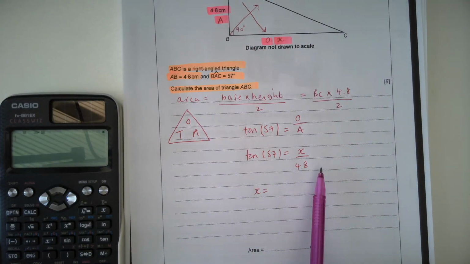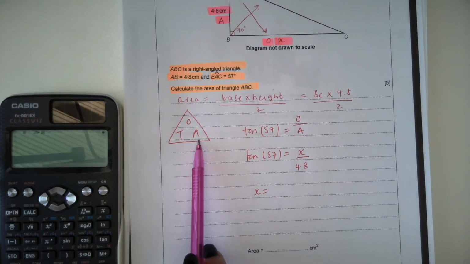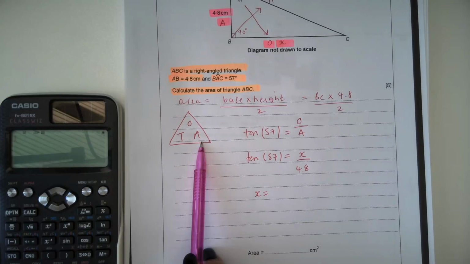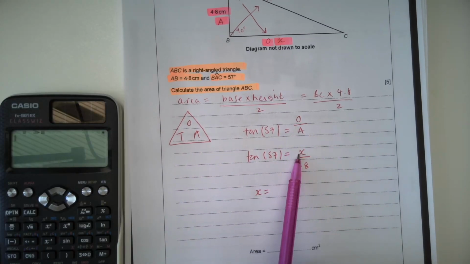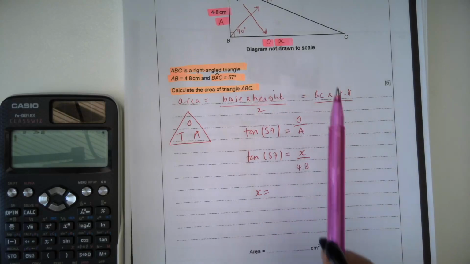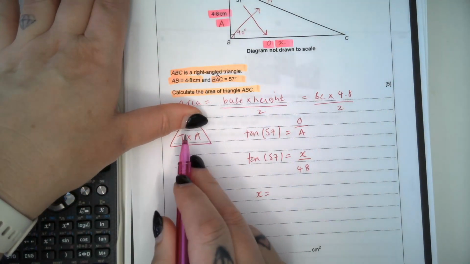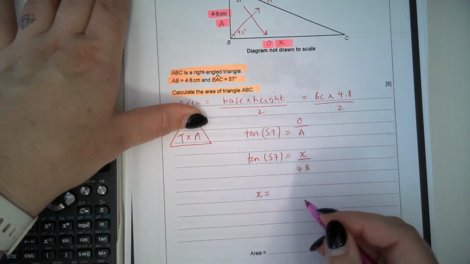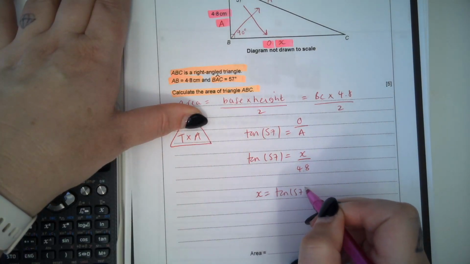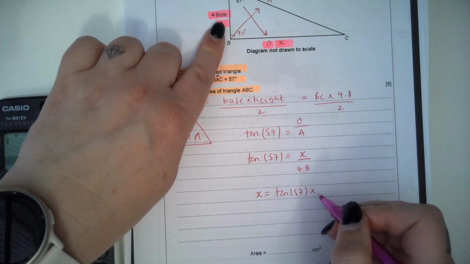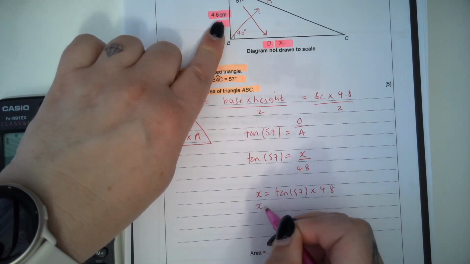If you're not comfortable rearranging equations, you can use this formula triangle. So we are looking for the opposite side. X is the opposite side. So when I cover up the opposite, that tells me to do tan multiplied by the adjacent. So I'm doing tan of the angle multiplied by the adjacent side, which is 4.8.